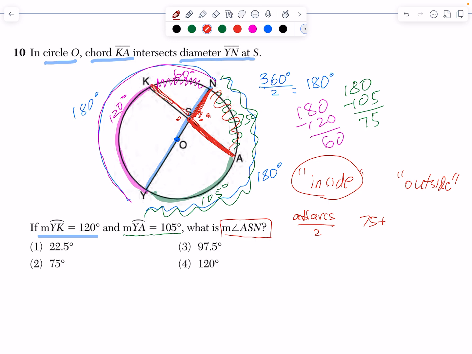Now if I look at this angle here, this angle opens up to arc 120. So once again, when you want to find the angles formed inside the circle, you add the arcs and divide by 2. You're adding the arcs that it opens up to. So we have 75 plus 120, which is 195, divided by 2, that's 97.5 degrees. So this angle that we wanted to find was 97.5 degrees.